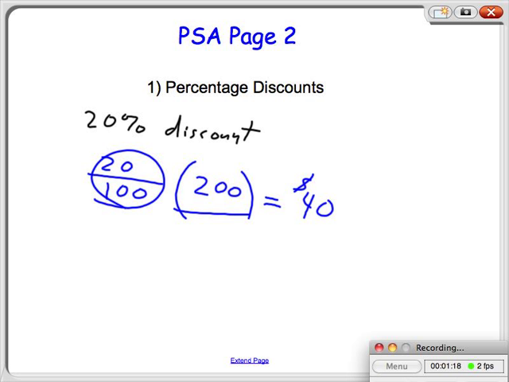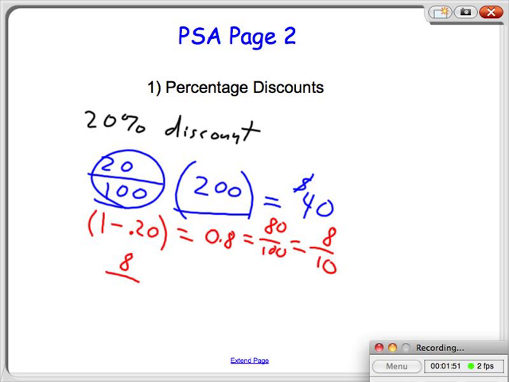Again, depending on the question, if the question is, what is the final price, you can always do the 1 minus the discount trick. In other words, if you do 1 minus the 20%, or if we want to do it in decimal form, 0.20, that's going to give you 0.8, or the same thing as 80%, which obviously in this case is the same thing as 8/10.